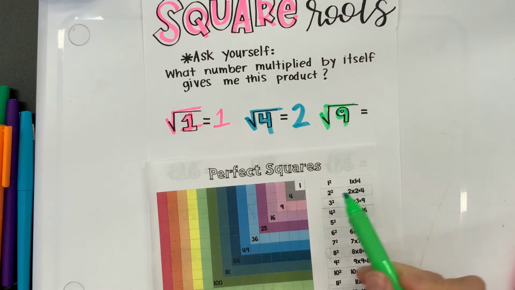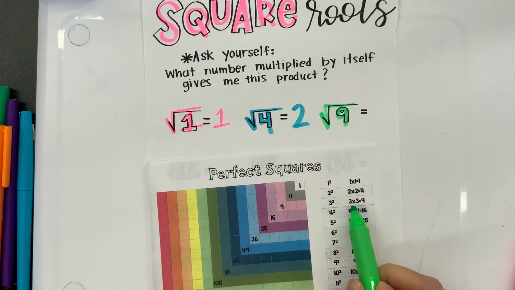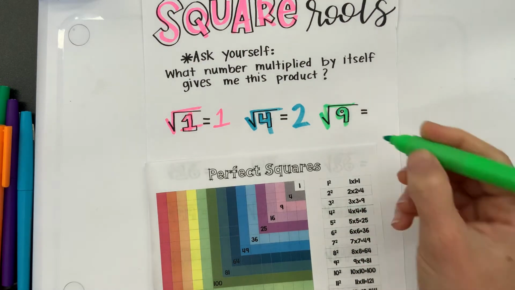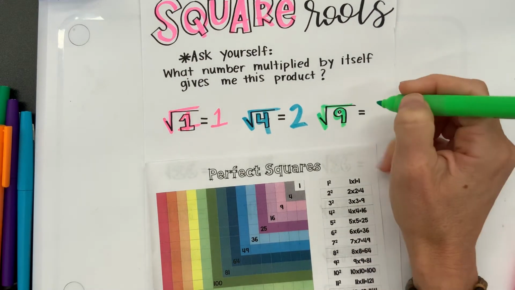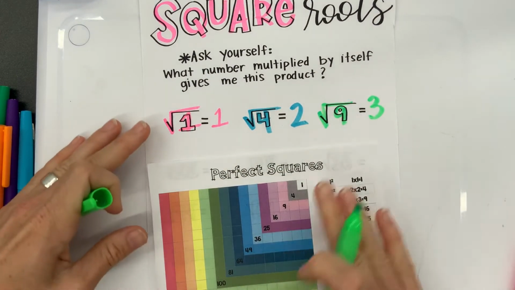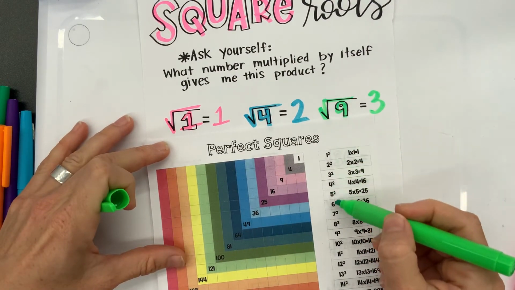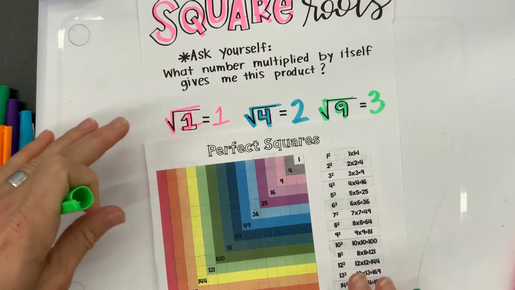So I'm going to look at 9. If I have 9 squares, what are the dimensions going to be? What are going to be the factors when I multiply them together? What by what is going to be 9? When it's the same number, it's going to be 3. And you can see that it's just taking these perfect square numbers and coming back to their base root.